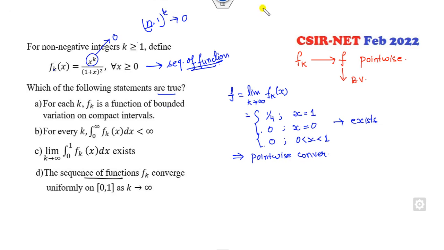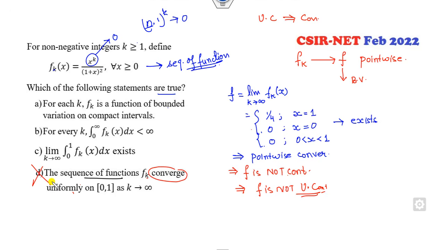So clearly this function exists, which means it is pointwise convergent. But how can you say it's converging uniformly? Firstly, we clearly see f is not continuous. If f is not continuous, what is the meaning of that? f is not uniformly continuous. Because we know that uniform convergence implies continuity, the converse is that not continuous implies not uniformly convergent. So the statement that Fn converges uniformly is wrong. Fine, the first one is correct.